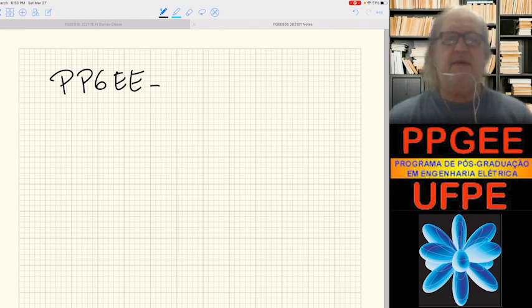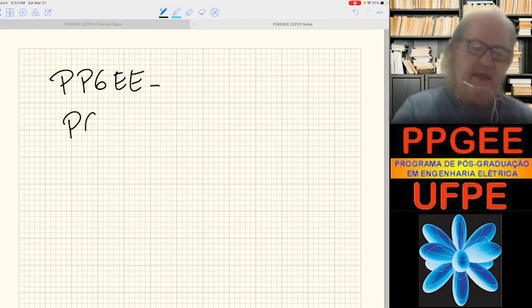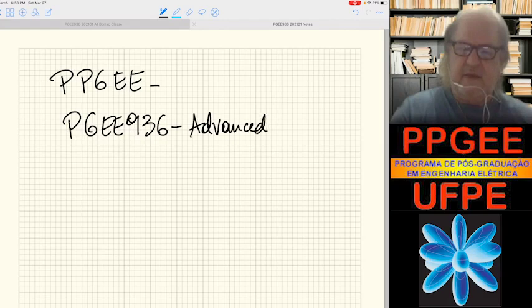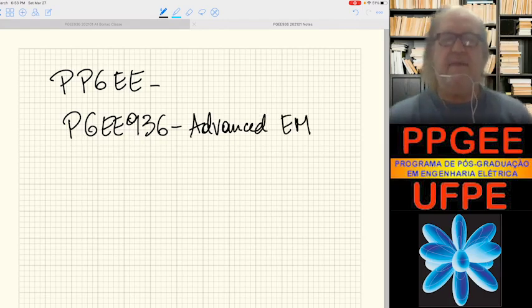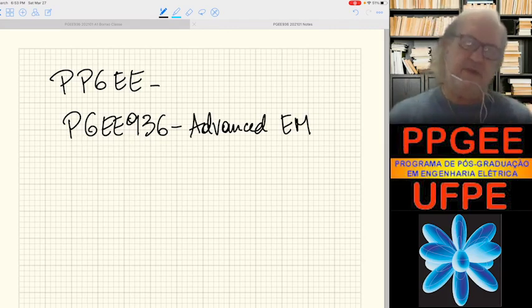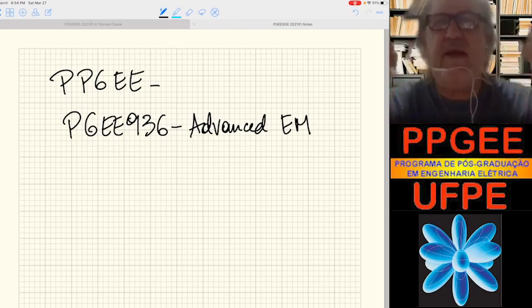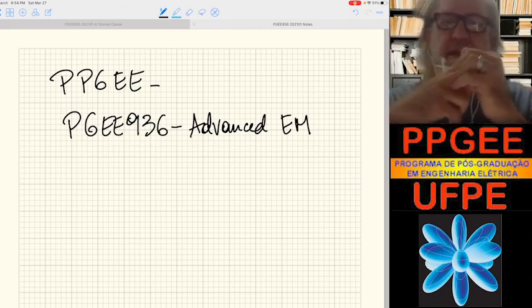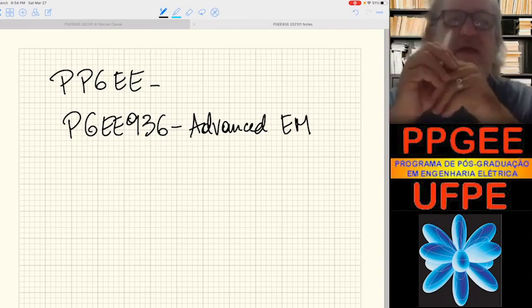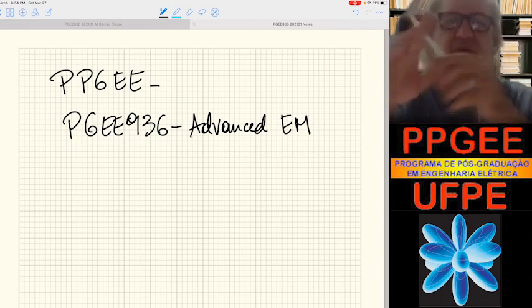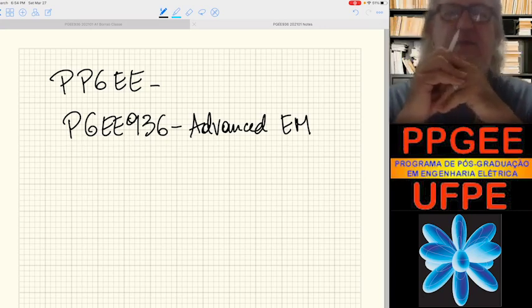Relative to a traditional undergraduate course in the subject, PGEE936, which is the acronym for this advanced electromagnetics course, employs a more in-depth mathematical formulation to solve electromagnetic problems. The tools include use of Dirac's delta function for localized sources, either charges or currents or other source elements, solution of Poisson's and second order non-homogeneous differential equations by use of the traditional Green's function methodology in 3D space. That's another attribute of the course.